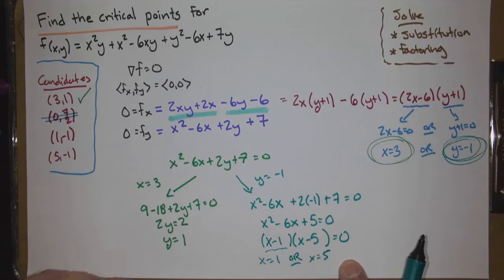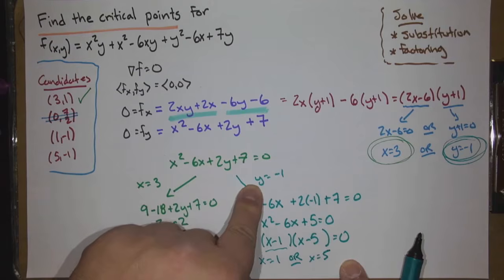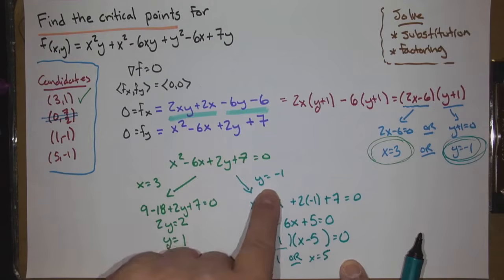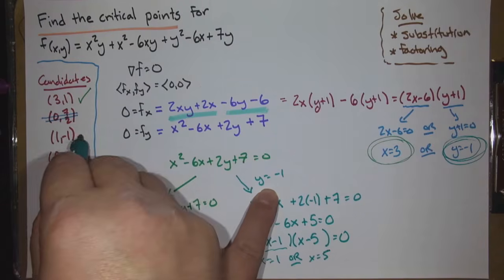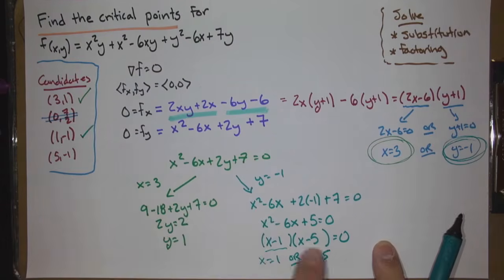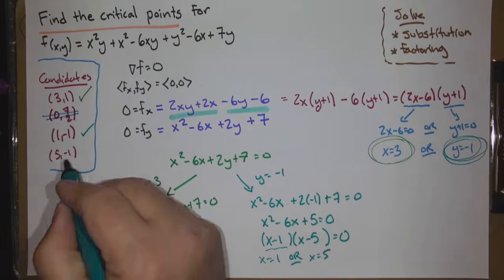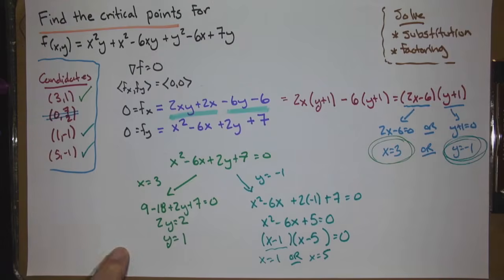But remember, we already said y is negative 1. So that gives us the point (1, negative 1). So that is a critical point. And (5, negative 1). So all three of those that are left are indeed critical points, and they are the only critical points. Phew. All right. A good algebra workout. Any questions?